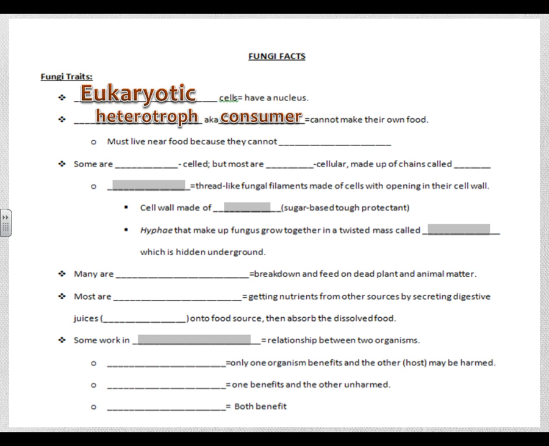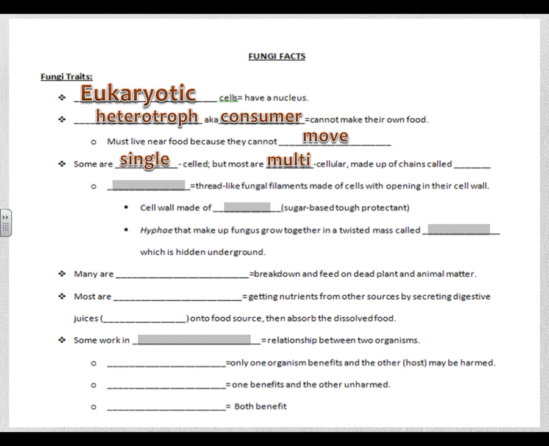They must live near the food, which means that they cannot do what? They can't travel. They can't move. So they have to live near their food. So we've covered two traits about fungi just thus far. Some are single cell, but most must be multicellular.